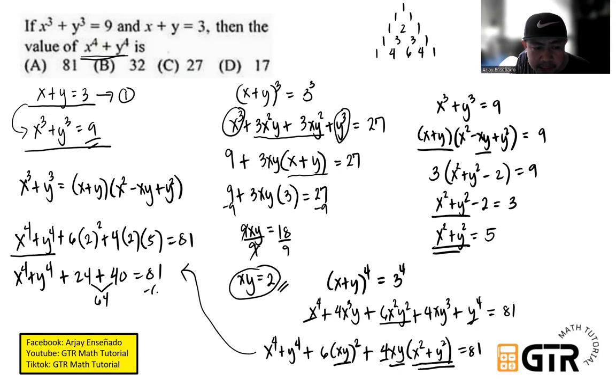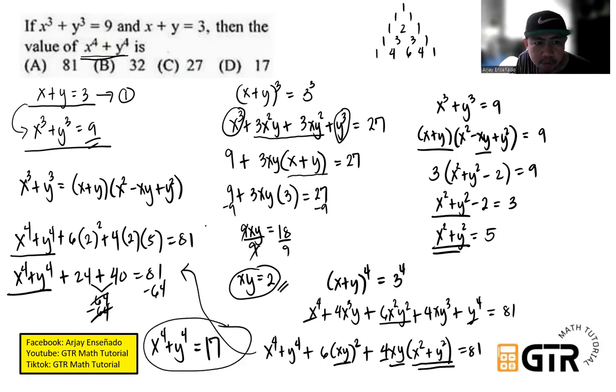And then subtract 64 from both sides. So therefore, the value of x to the fourth plus y to the fourth is equal to 81 minus 64. That is equal to 17. So therefore, the correct answer is letter D, 17.